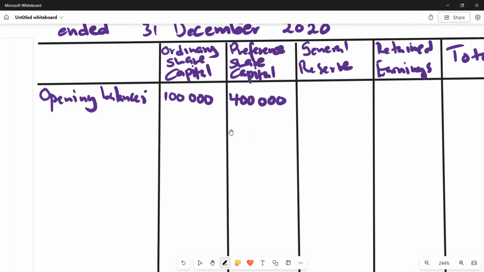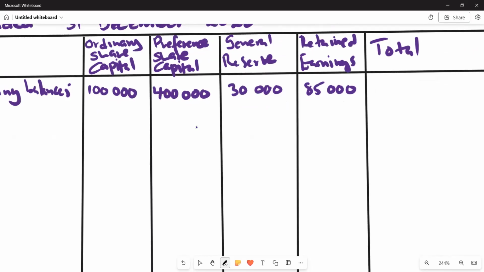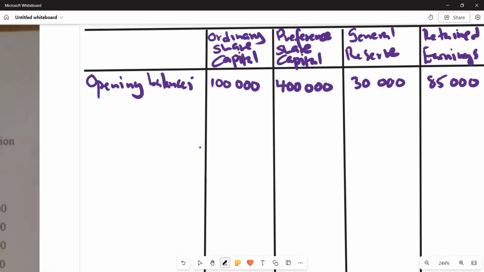We are seeing for general reserves, we have got 30,000. Then for retained earnings, we are going to have our 85,000. And then on the total column, we add all that we have in the row of opening balance: 100,000 plus 400,000 plus 30,000 plus 85,000. And obviously, the total becomes 615,000. So here we have put 615,000.